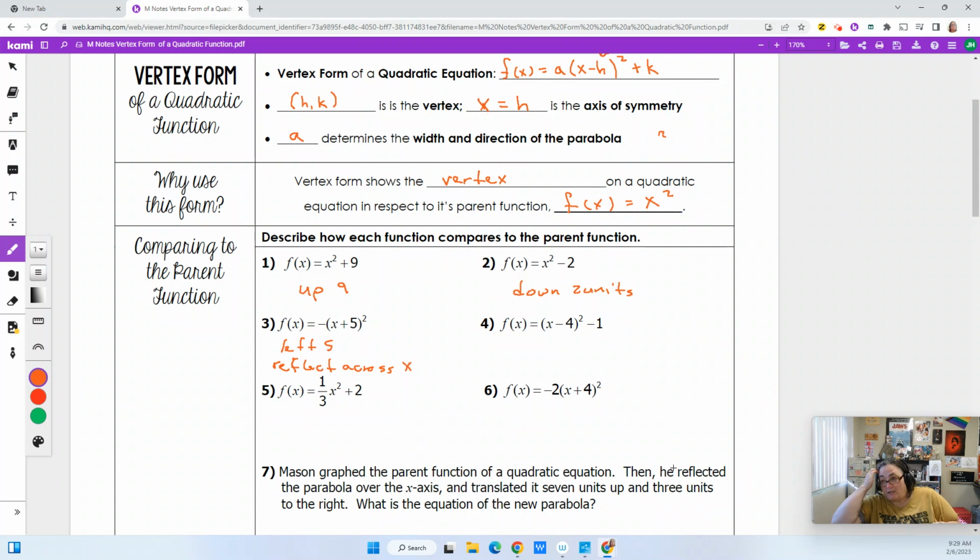And so the first part of the assignment that you're going to get is you're going to have to fill in a little chart on your homework of what shifts are happening. So you have to understand what's going on in these parts. If we look at this one, inside the parentheses, we have a minus 4. That is a shift right 4. But we have this minus 1 on the outside, so it's also going to go down 1.